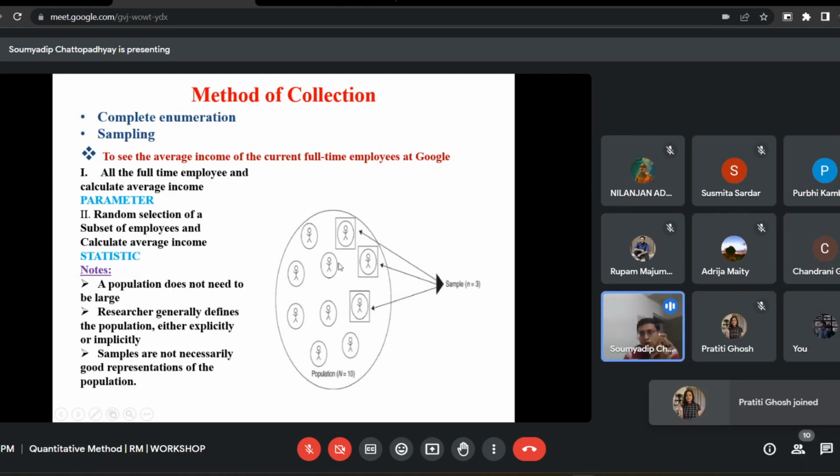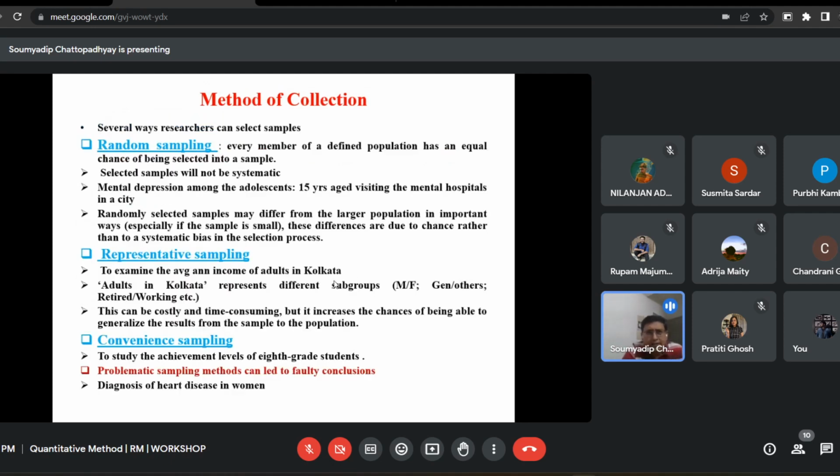And if you are considering only these three objects, or these three sample observations, and calculate any statistical measure based on this, then that is known as the statistic. Now, obviously, there are several ways through which the researcher can select samples. It's a huge literature, so I'm not going into the details of everything. But most commonly, these are the three important sampling techniques which we generally follow.